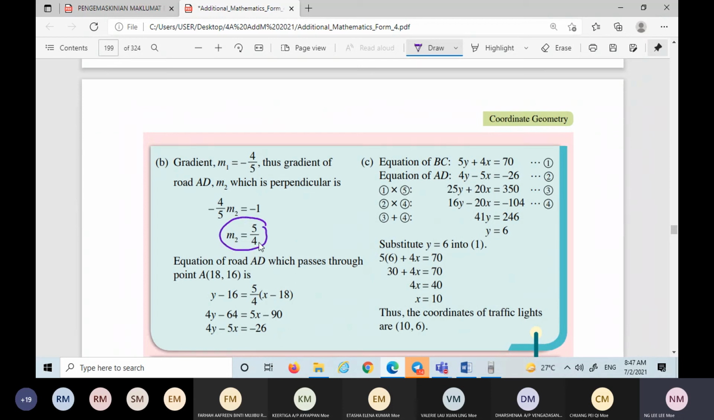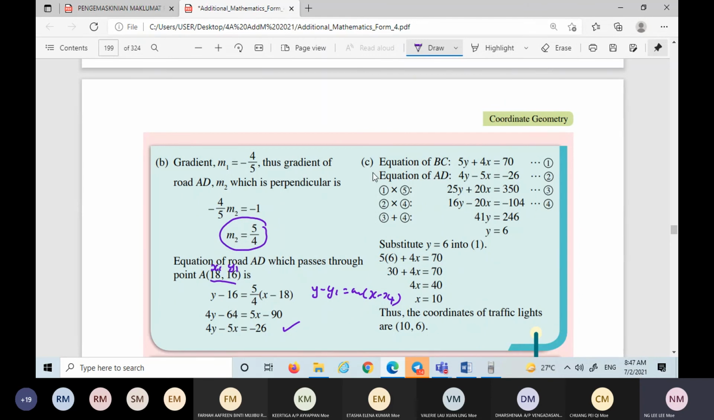Same thing for AD, you have the point A. Then you use the formula just now, y minus y1 equals m times x minus x1. Now your x1 is this, your y1 is this, and then use this gradient. Then you will get the equation of AD.